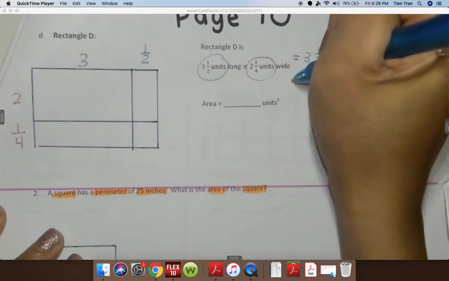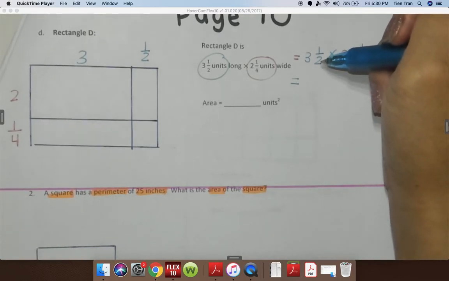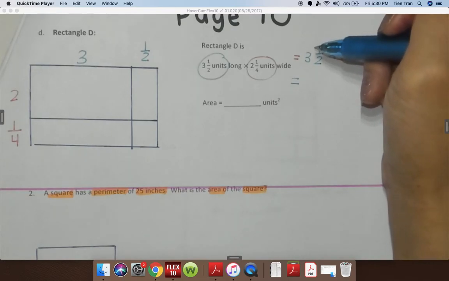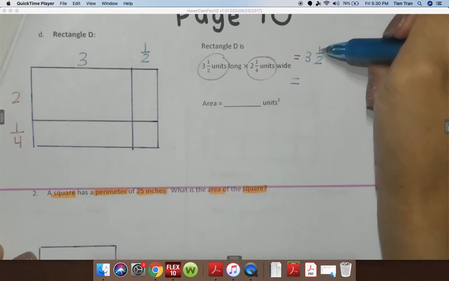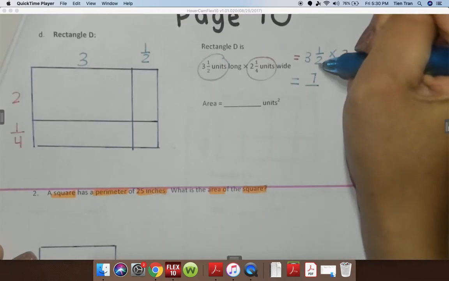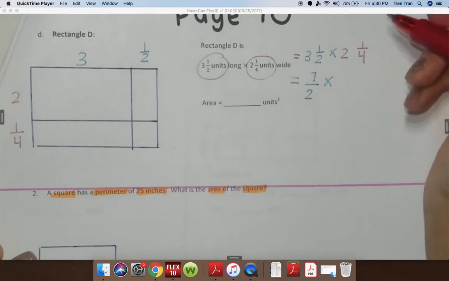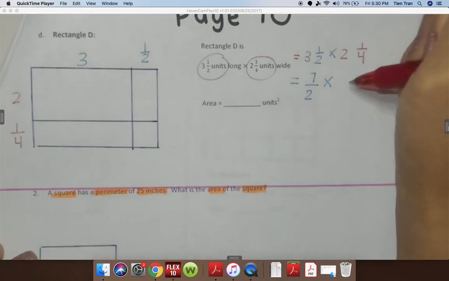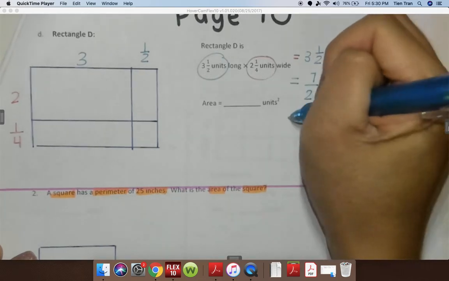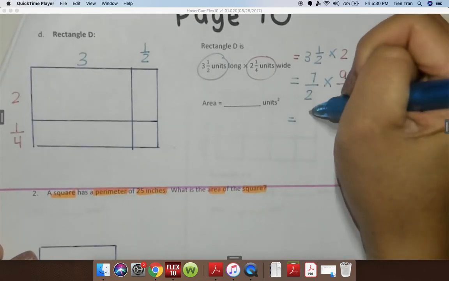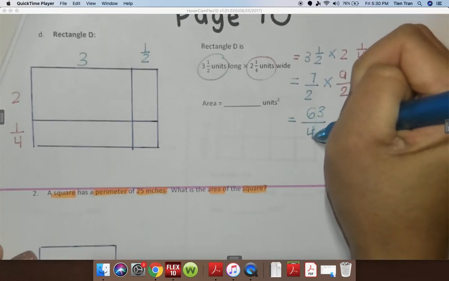I'm going to convert those both from a mixed number into an improper fraction. 3 times 2 is 6. 6 plus 1 is 7. I'm going to put my denominator on the bottom. And then I have 2 1/4. 4 times 2 is 8, plus 1 is 9. My denominator is 2. So I have 7 times 9 is equal to 63, and 2 times 2 is equal to 4.